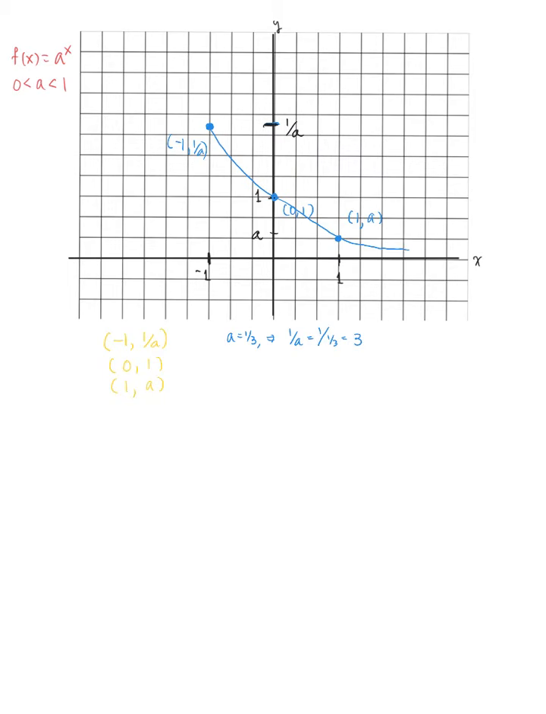And this tail end is never going to touch that x-axis. And the left tail end is going to shoot up to positive infinity. Now let's make a summary. Properties of the graph of f of x equals a to the x, where a is less than 1.